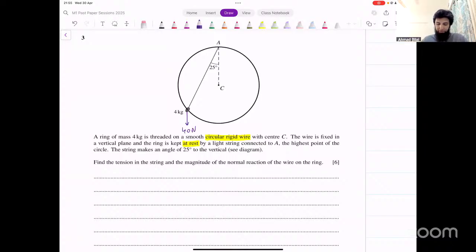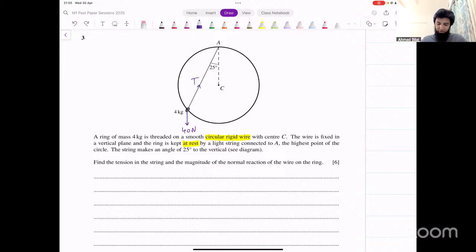What else? There will be tension. This is a string, right? So there's going to be tension that acts in this direction away from the ring and towards that point to which it is connected. And what else? Weight we have represented, tension we have represented. There is no friction as such because it's a smooth wire. Reaction, where is the normal reaction going to be?